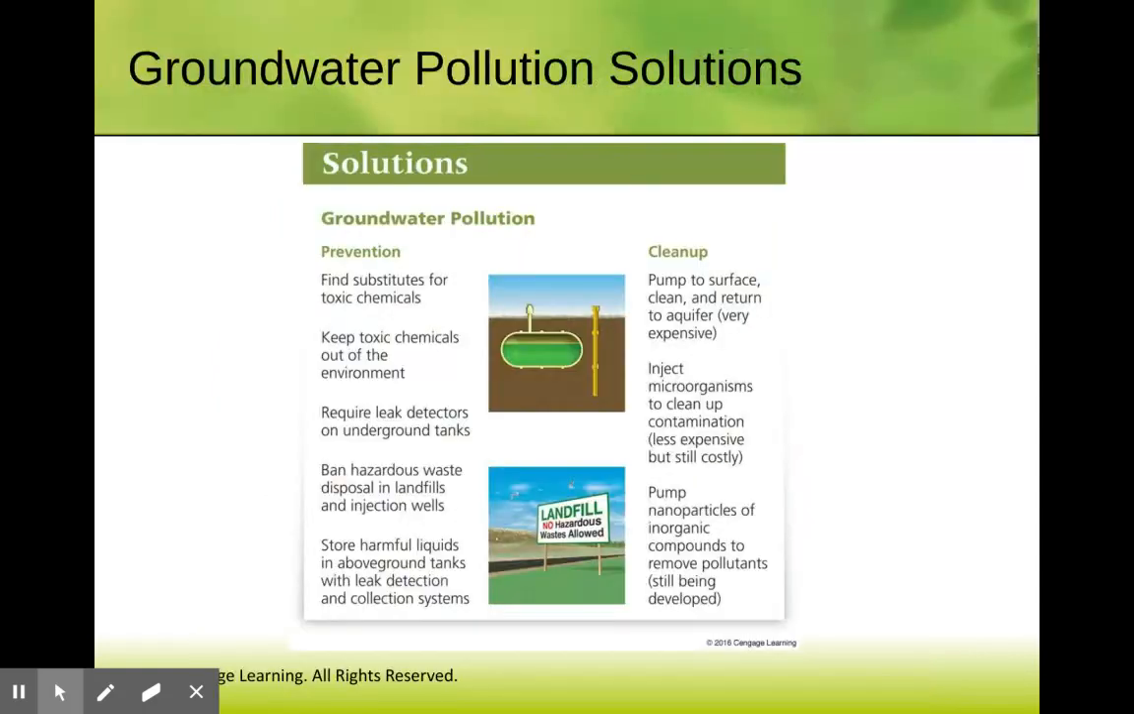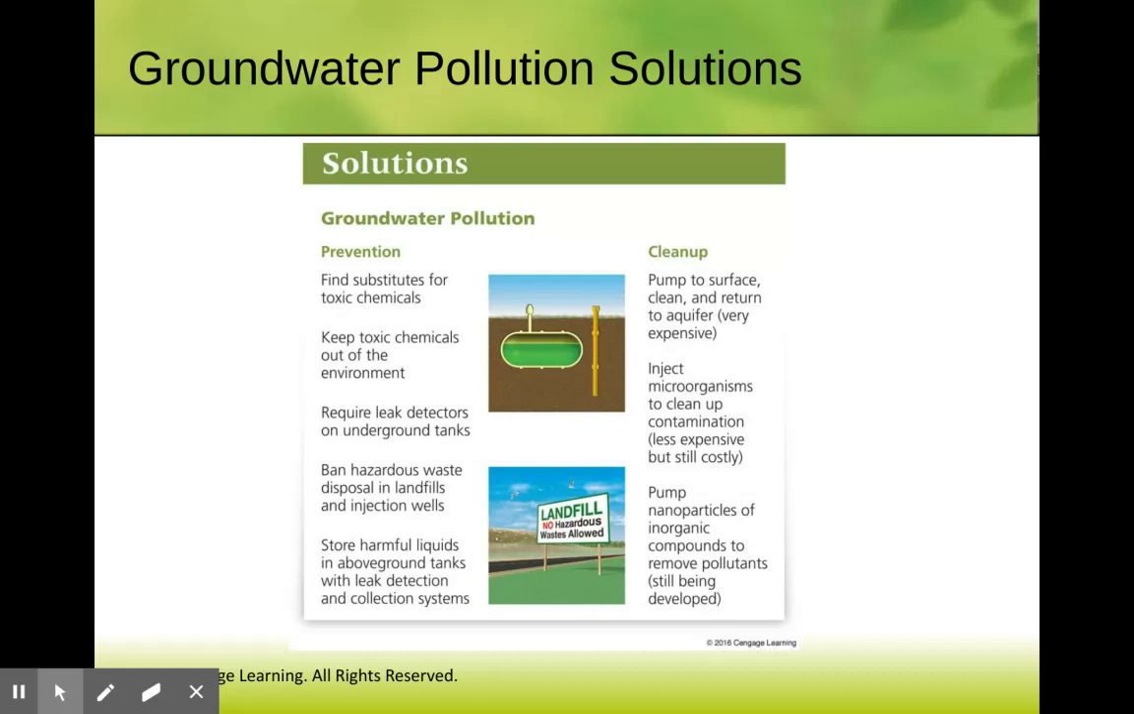All right, so groundwater pollution solutions. So some preventative stuff: find substitutes for toxic chemicals. Keep toxic chemicals out of the environment. Require leak detectors on underground tanks, ban hazardous waste disposals in landfills and injection wells, store harmful liquids in aboveground tanks with leak detection and collection systems. Clean up: pump to surface, clean, and return to aquifer.